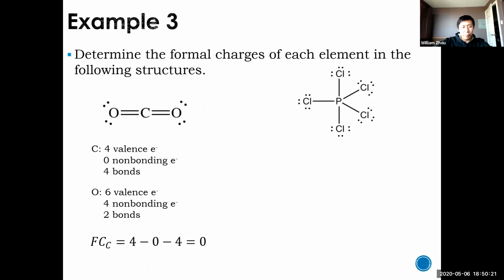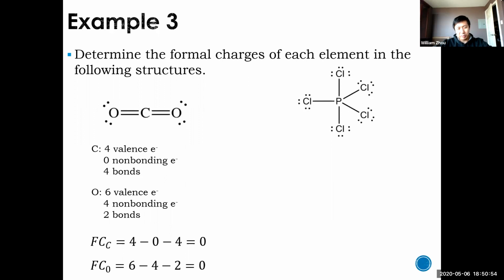For carbon, it is 4 minus 0 minus 4. You get 0. And for oxygen, it is 6 minus 4 minus 2. And you get a 0. All right, so the answer to this question is, the formal charge of carbon in carbon dioxide is 0. And the formal charge of oxygen, both oxygens in carbon dioxide, they're 0. Okay? And if you move on to the question to the right, you have phosphorus pentachloride, PCl5.